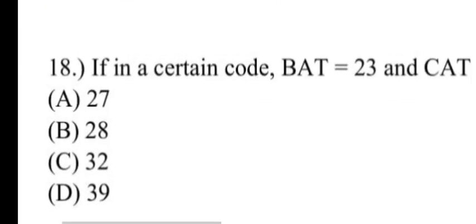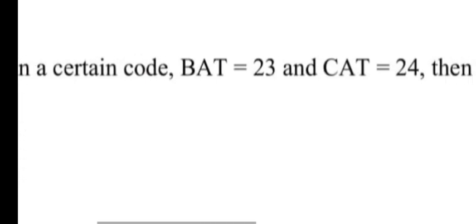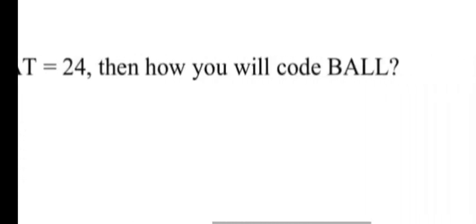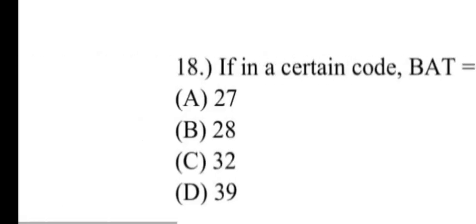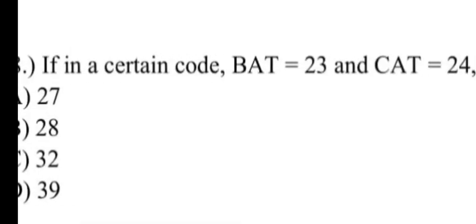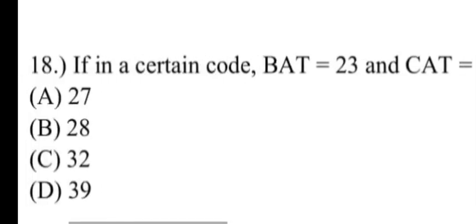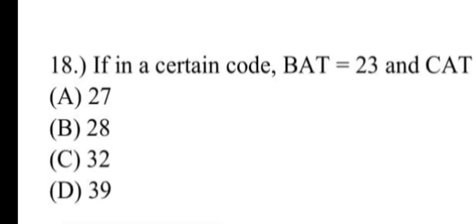Question 18 says, if in a certain code BAT equals 23 and CAT equals 24, then how will you code BALL? Be a double L. So here you have to do some calculations. You have to use your brain, and then it is doable.